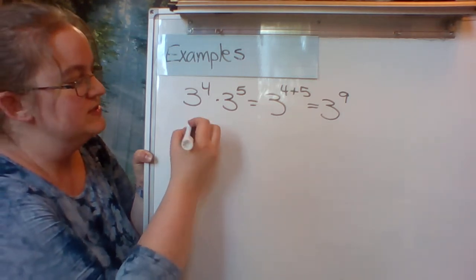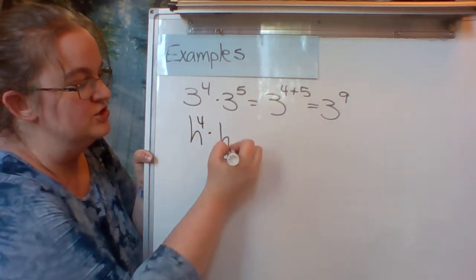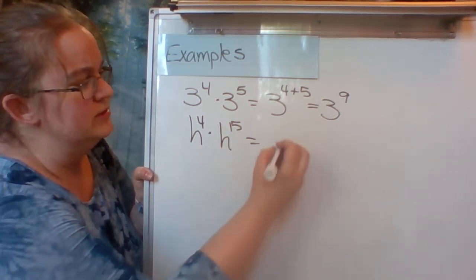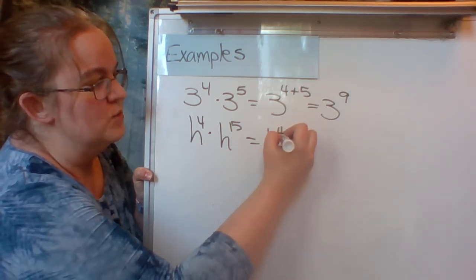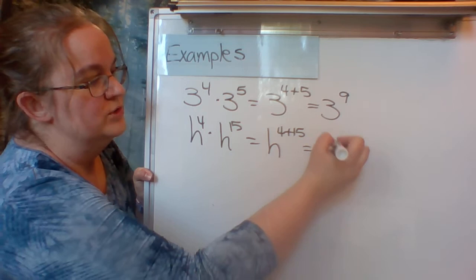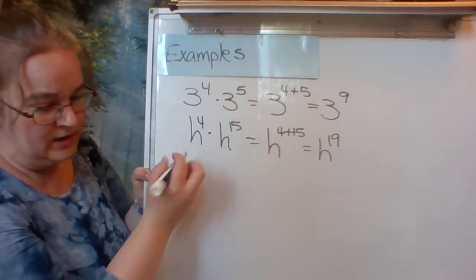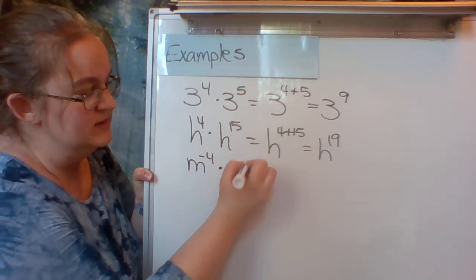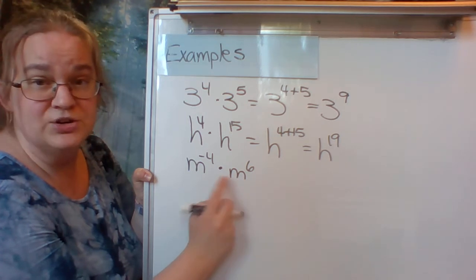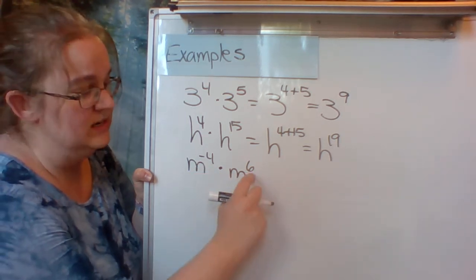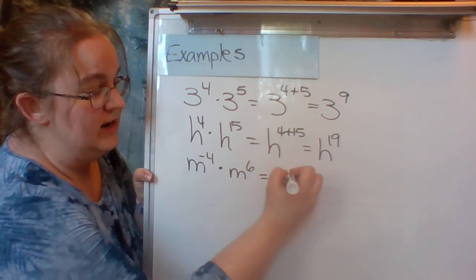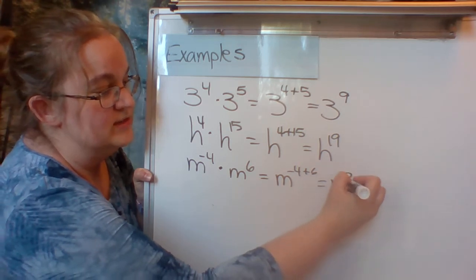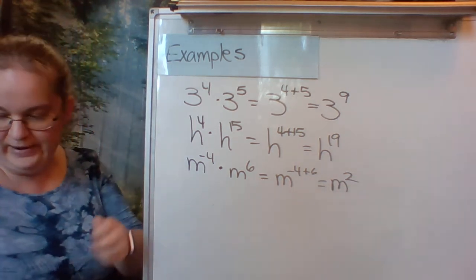All right, so if I have something like h to the fourth times h to the 15th, again, I have the same base, so I'm able to do that. That would be h to the 4 plus 15, which is h to the 19th, okay? One more example, if I have m to the -4 times m to the 6th power, again, my bases are the same. It doesn't matter that this exponent is negative and this one's positive. I'm just going to add -4 plus 6, and -4 plus 6 is 2. So that's the same as m squared, okay?